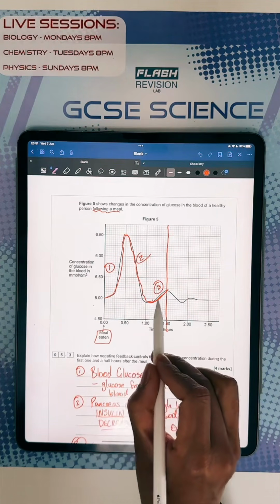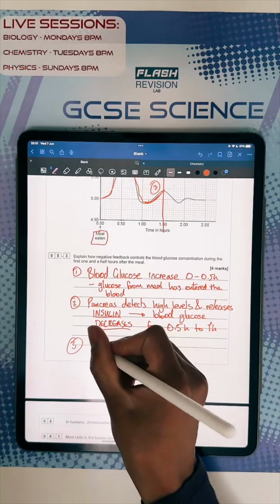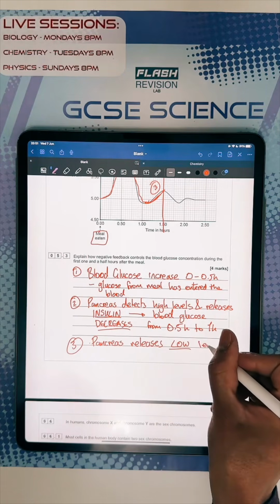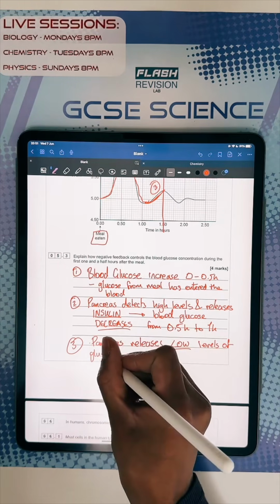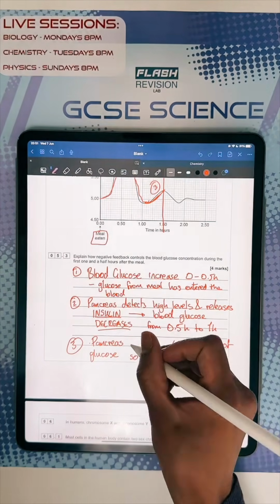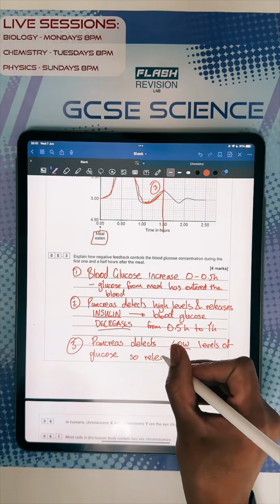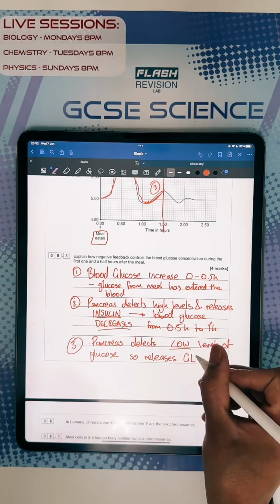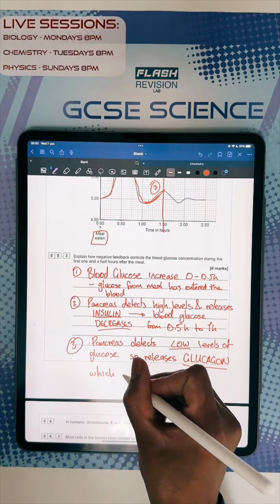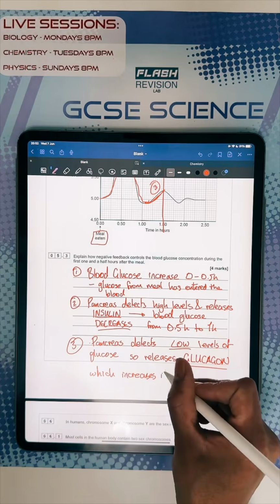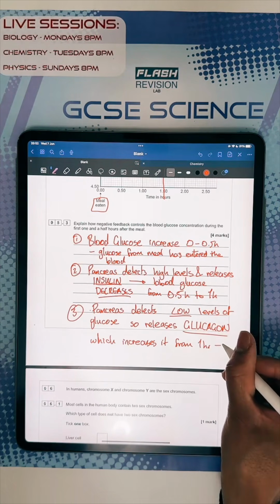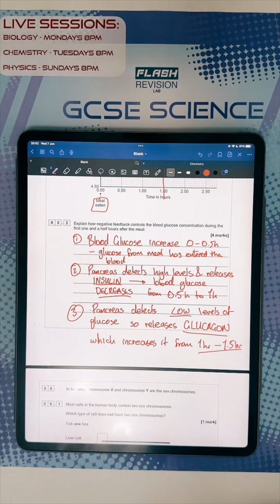The pancreas detects low levels of blood glucose. So it releases glucagon. Pancreas detects low levels of glucose, so it releases glucagon. And then that's the one that increases blood glucose. And that's happening from around 1 to 1.5. So it's always good to try and use the data that they've given, the values, whenever they give you a graph.